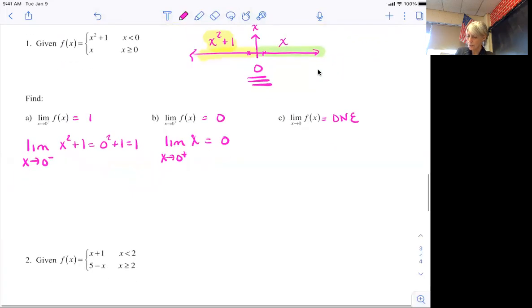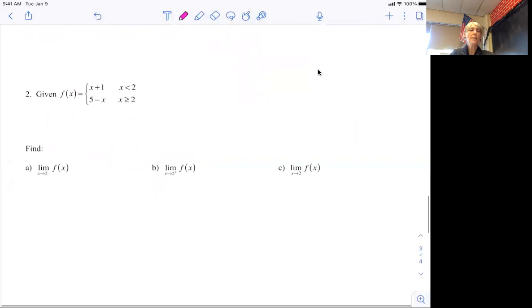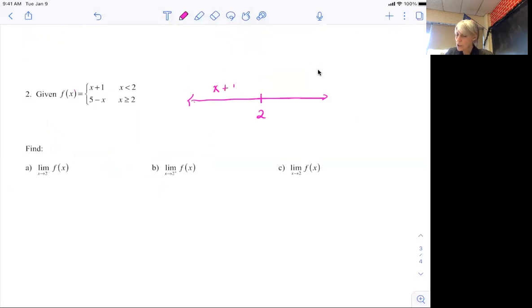Let's try another. Given f of x equals x plus 1 when x is less than 2, and 5 minus x when x is greater than or equal to 2. Again, you might consider setting up a number line. That's the rule I use when I plug in numbers that are less than. That's the rule I use when I plug in numbers that are greater than. The limit as x approaches 2 from the left.